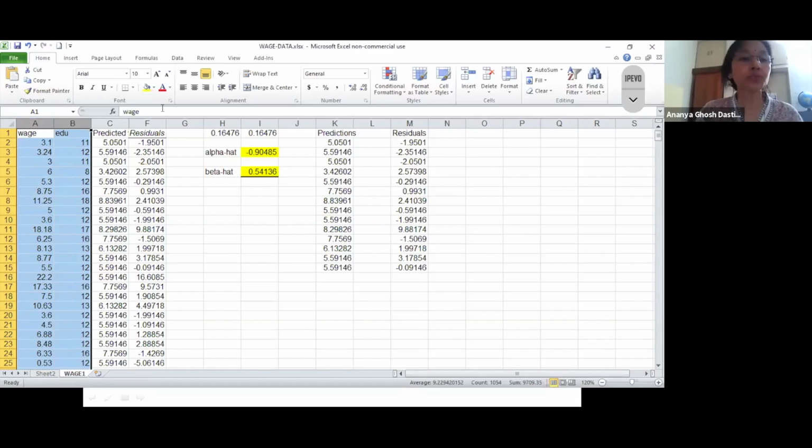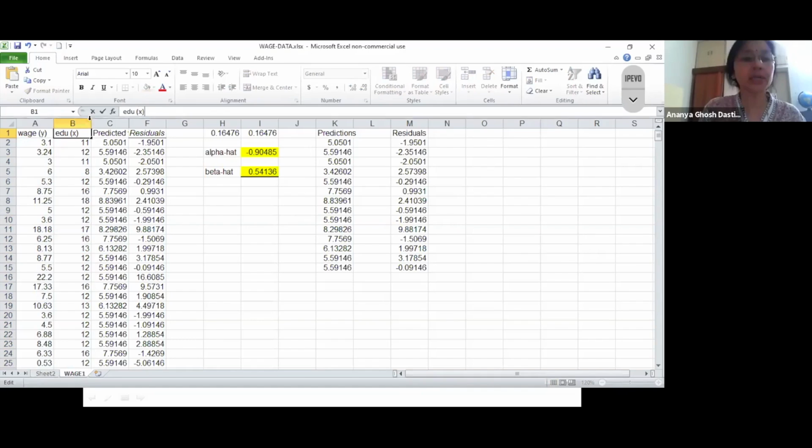Okay, so I'm just going to write that. So wage is my dependent variable and education is my explanatory variable. Throughout this session, whenever I say y, it's a dependent variable, and x, x1, x2, x3 are the terminologies we use for our explanatory variables, right?